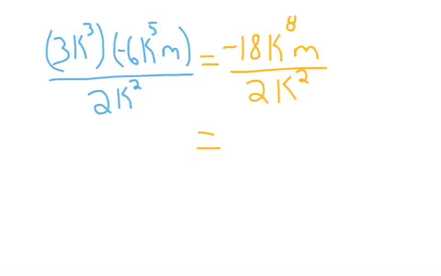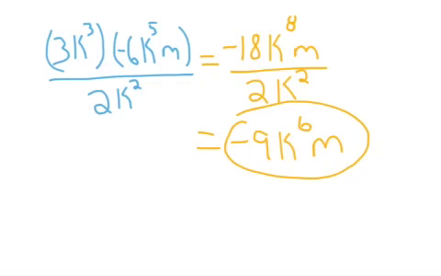Now we can follow the rules for division. Negative 18 divided by 2 is negative 9. K is a base, so we're going to subtract our exponents. 8 minus 2 gives you 6. There's nothing we can do with the m, so we're just going to leave it be. So negative 9 k to the 6th m is your final answer. If you're stuck on how I'm doing any of those, make sure you ask your teacher.